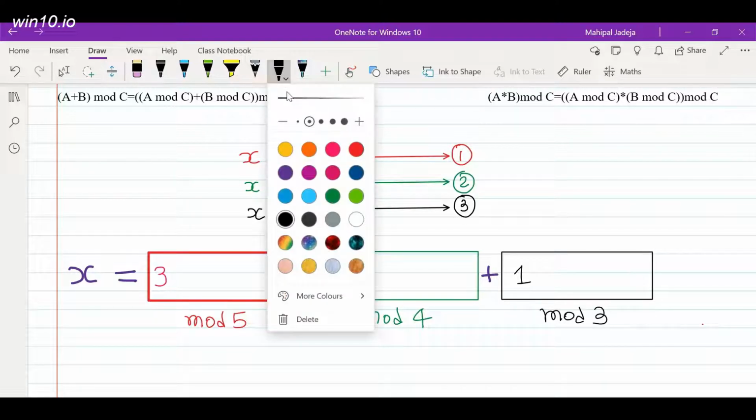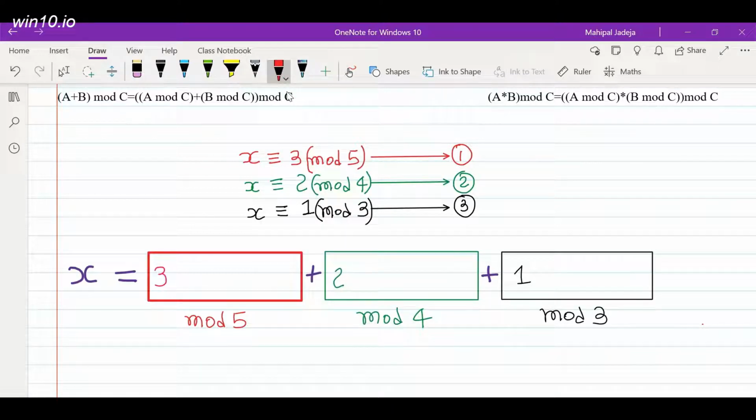The idea is, if we just consider 3, then it's good, because 3 mod 5 is 3. But we are not just considering 3, we are adding some values to this 3, we are adding 2 plus 1, which is ultimately 3 to this 3, and therefore our final answer is not matching. So what is the trick here? Instead of adding some random number, if I add something which is a multiple of 5, let's say 5 times p, then if I perform mod 5 operation on this modified value, then we will get 3 as our answer.